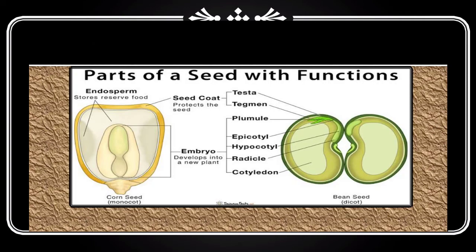So here you can see the monocot seed and dicot seed. In monocot, only one cotyledon is present. In dicot, two cotyledons are present. Seed coat is having two covers, testa and tegmen. Embryo consists of plumule, radicle, and in between epicotyle and hypocotyle. Epicotyle is the region below the plumule and hypocotyle is the region coming above radicle.